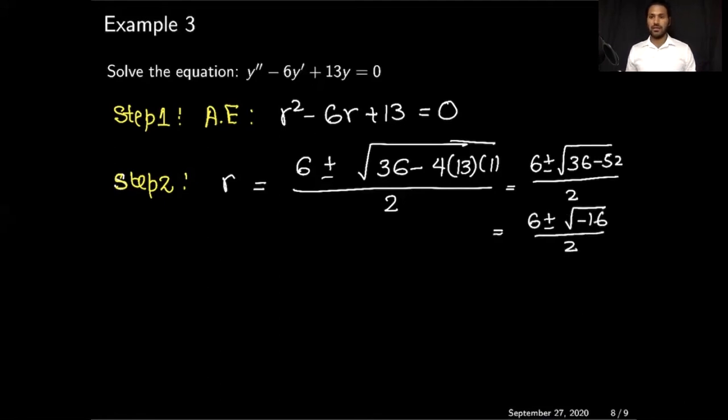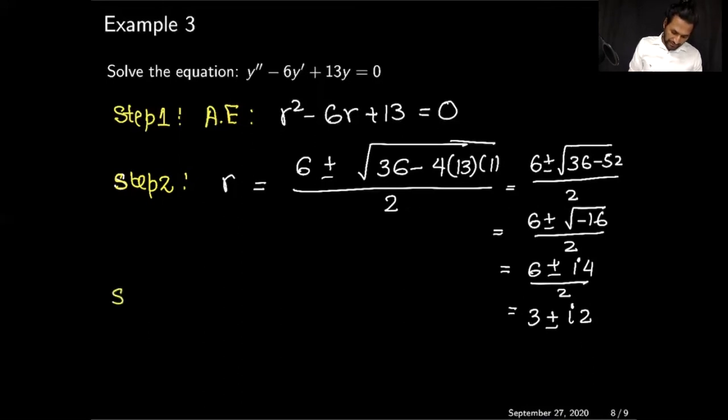Since there is a negative in the radical, I will pull out an i. So this will be 6 ± i times 4 divided by 2, which I can further write as 3 ± 2i. So these are complex roots this time, and they occur in pairs. So this time I will use my third case, when the roots are complex.